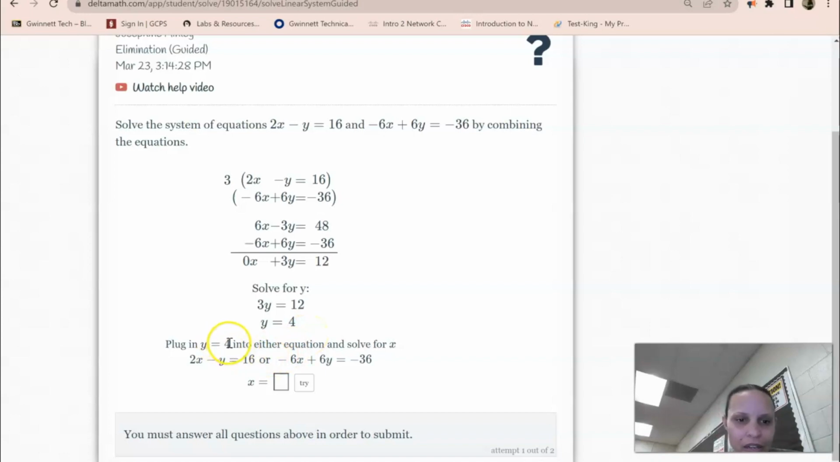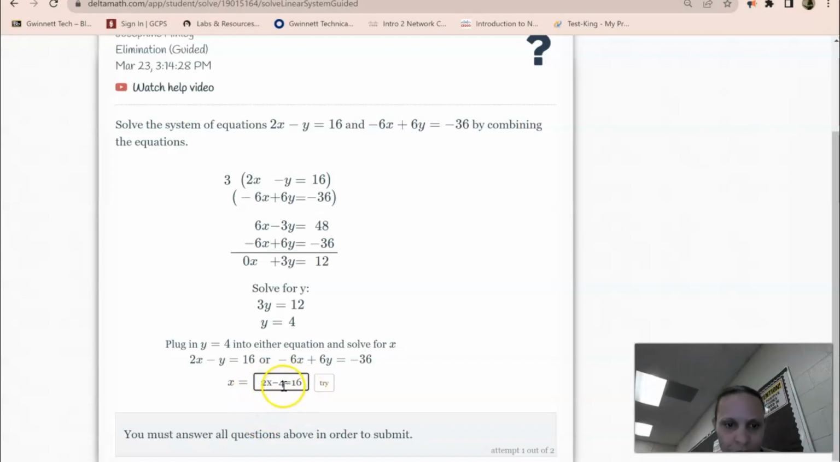All right, so plug into whichever one of these equations that you want. You're going to plug in 4. I'm going to choose this one because the numbers are smaller. So I'm going to take this right here, and I'm going to put it there because I want to plug in, what am I plugging in? 4 for y, right? So where I see y, I'm going to put 4 in parentheses. So I've got 2x minus 4, which is just minus 4, equals 16.